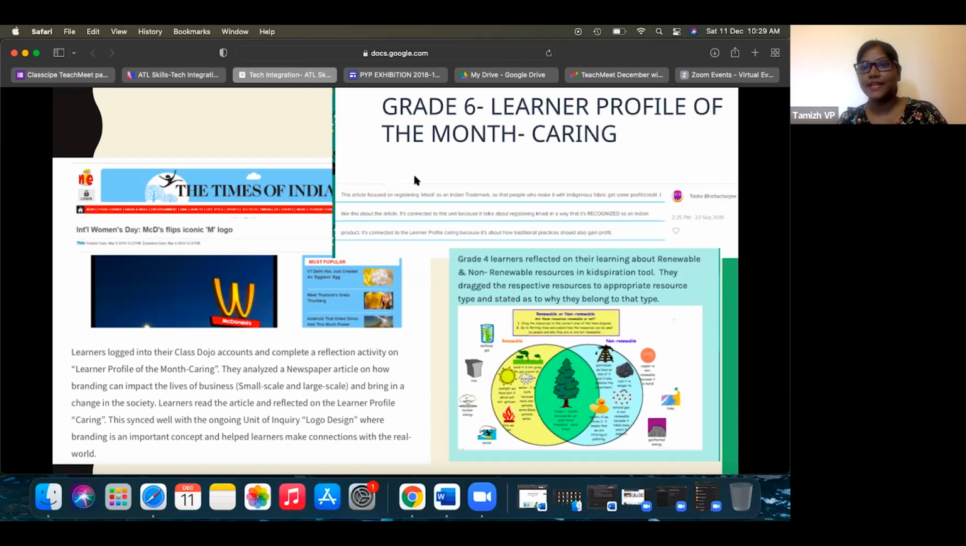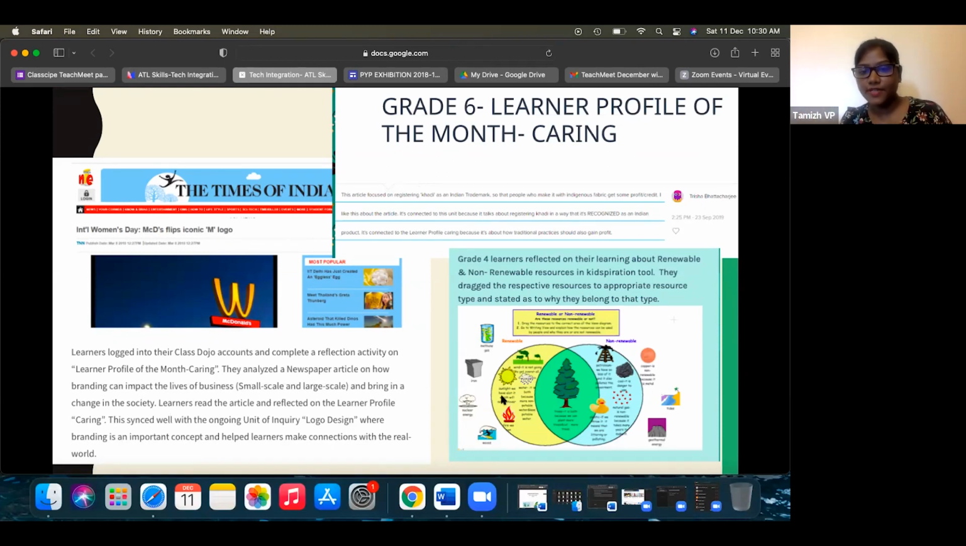And that way they see that it's not only up to me to be caring. Everybody is doing their best to be caring in the world. This way you can relate any abstract concept to a real-time application and make them reflect on the same.